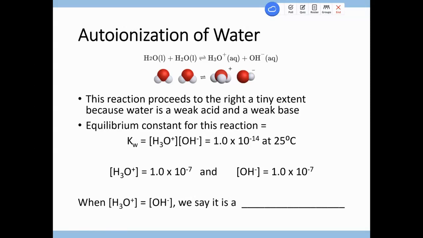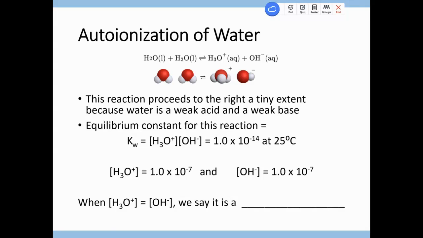So for water, the reaction proceeds to the right a tiny extent, because water is both a weak acid and a weak base. The equilibrium constant for this reaction is Kw, the same K that we've worked with, the W for water. It is products over reactants. The products are these ions, H3O plus and OH minus. The reactant is H2O liquid, so we don't include that in the K expression because it's a pure liquid.